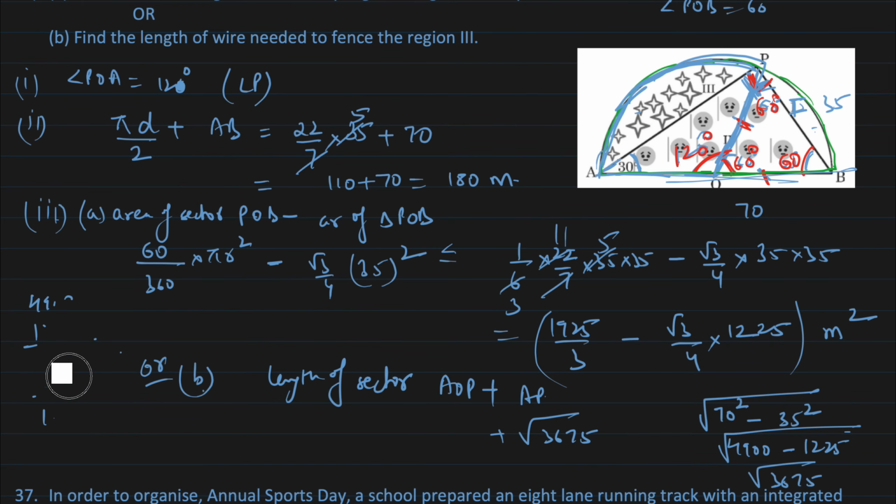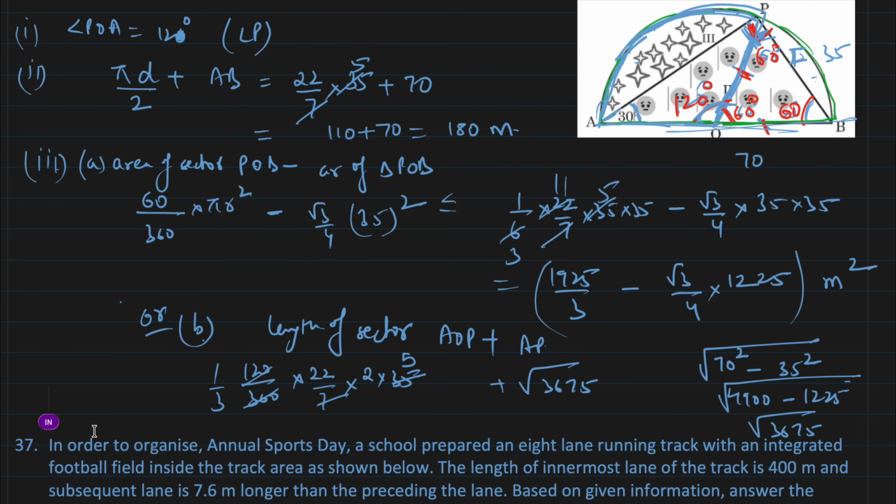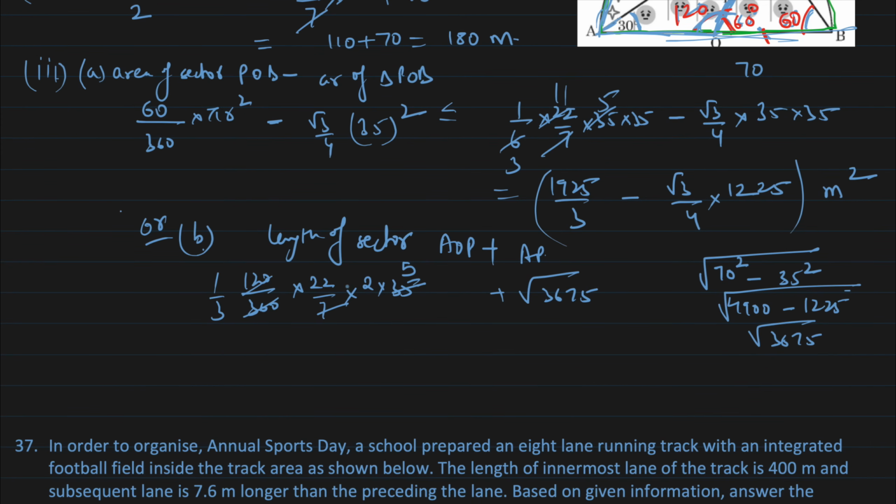And we also need to calculate this, so let's first calculate the length of sector AOP. The angle of sector AOP is 120, given to you, right? So you use that: 120 by 360 into 22 by 7 into 2 pi r, into 2 into 35, so that comes here 5, this cancels, 1 by 3. So what you will get here: 22 into 10, 220 by 3 plus root of 3675 meters. This will be your length of sector AOP plus AP.